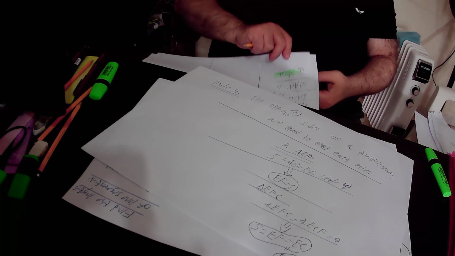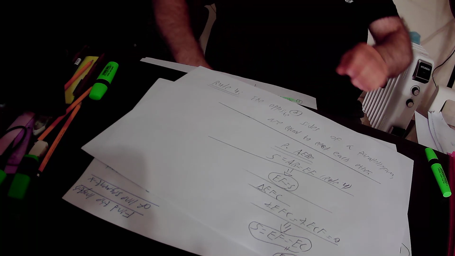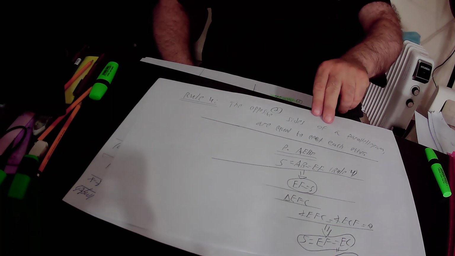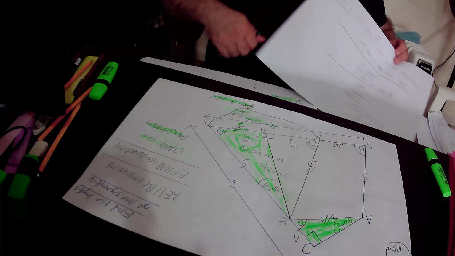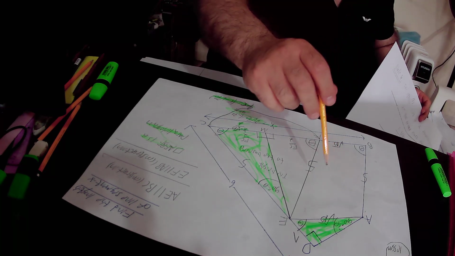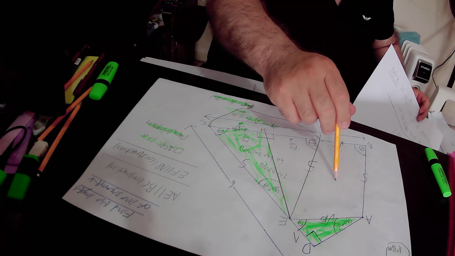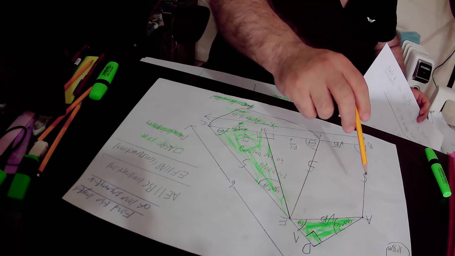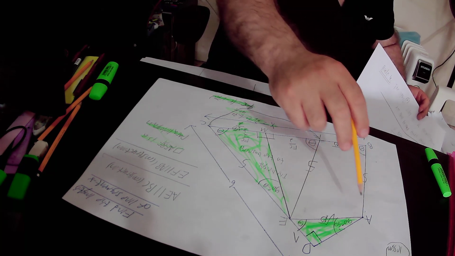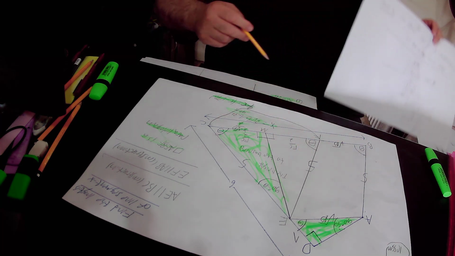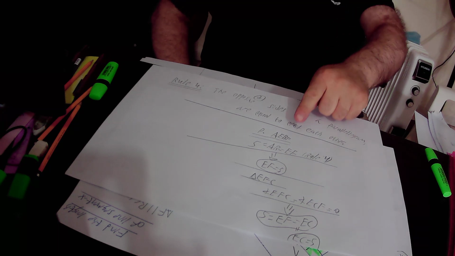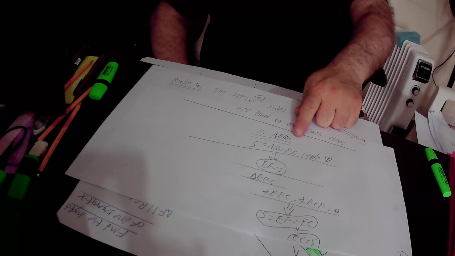According to rule number 4, the opposite sides of a parallelogram are equal to each other. So we will relate to our parallelogram ABEF. In this parallelogram, the opposite sides are equal to each other. That is to say, AB is equal to EF. Again, according to rule number 4, AB equals EF in parallelogram ABEF.